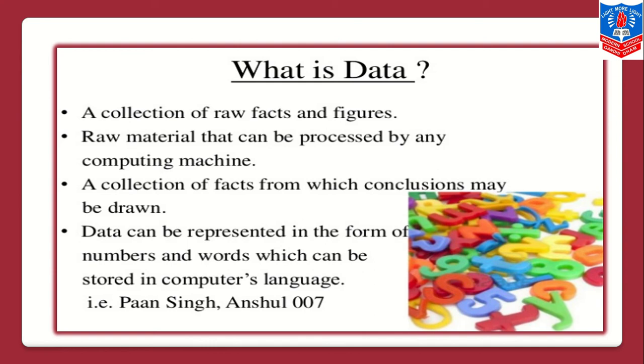Now, the database we are talking about. First, we need to know what data is. Data is a collection of raw facts and figures, raw material that can be processed by any computing machine. A collection of facts from which conclusions may be drawn. Data can be represented in the form of numbers and words, which can be stored in computer language. Now, children, here you can see the image of different numbers and characters. For us, what are these numbers and characters? If I go through A to Z, A, B, C, D like that, 1 to 100 or 1 to 1000 or 1 to any infinite number, they are complete data, which means we have to work with this data.